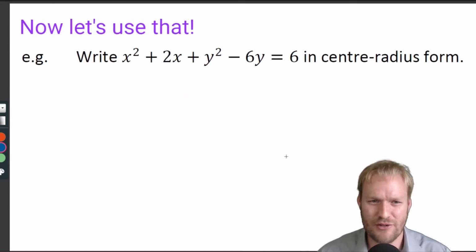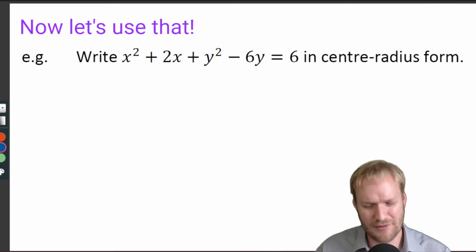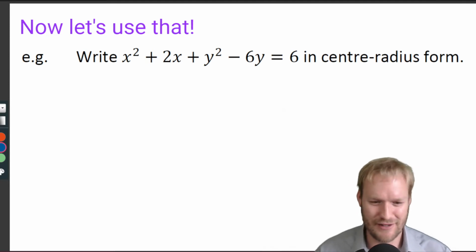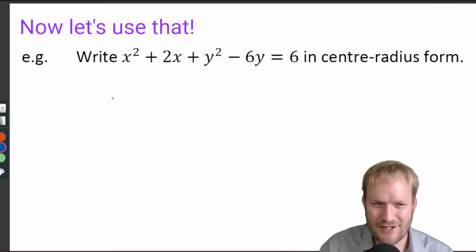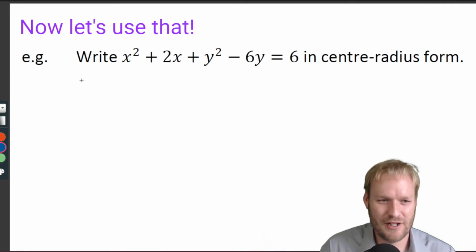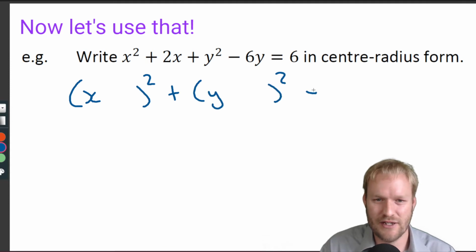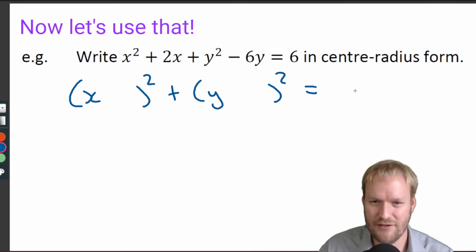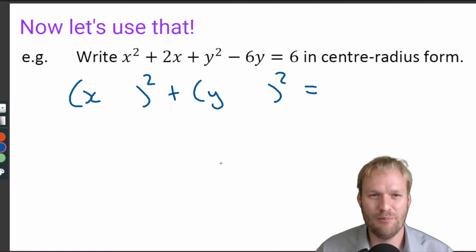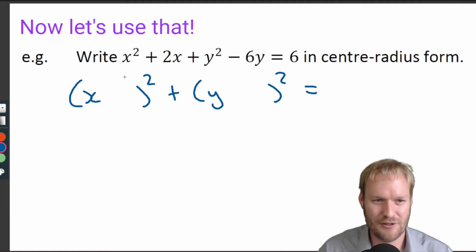Right, x squared plus 2x plus y squared minus 6y equals 6 in center radius form. Okay, so center radius form. You're like, what is that? This is something even newer than new. Okay, so center radius form means that we're going to have something like x minus something squared plus y minus something else squared equals the radius squared. So that's going to be another value on the right hand side. So we need to complete the square. So let's look bit by bit.